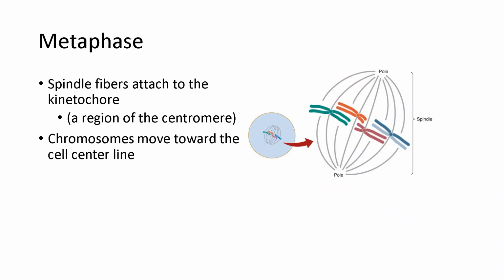In metaphase, spindle fibers connect to the kinetochores located at the centromeres of each chromosome. The chromosomes are aligned at the cell's equatorial plane, preparing for equal distribution. This precise arrangement ensures that each daughter cell receives an identical set of chromosomes.